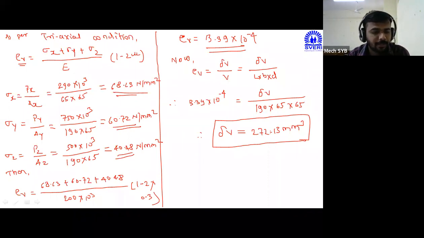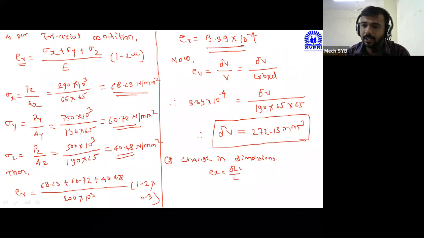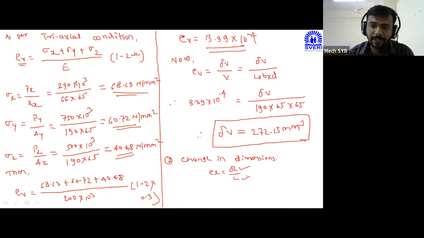Okay, if you have calculated the change in volume, now go for our change in dimensions calculations. So second thing, change in dimensions. Epsilon x is equal to delta L upon L. So delta L value we have to calculate. To find delta L, we know the original length is 190 mm, but epsilon x value is not known.